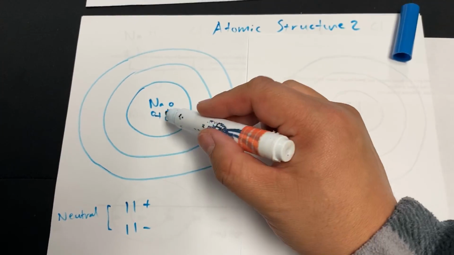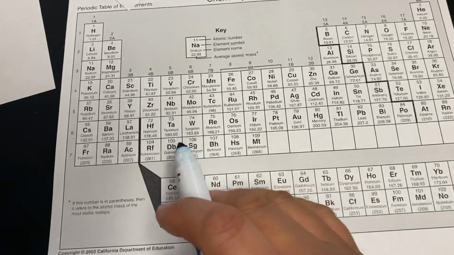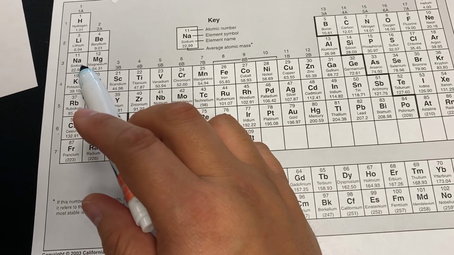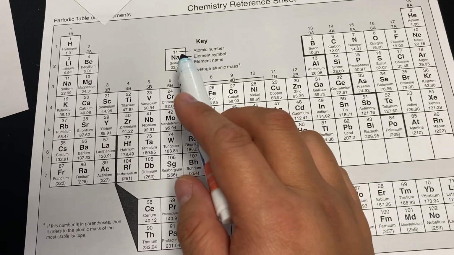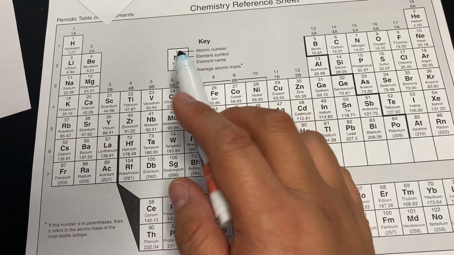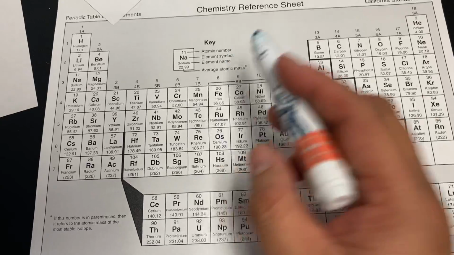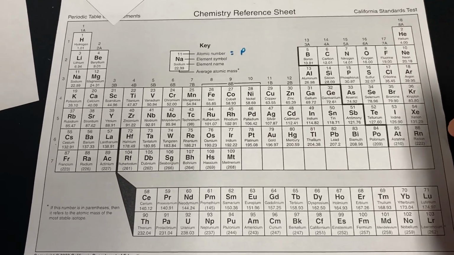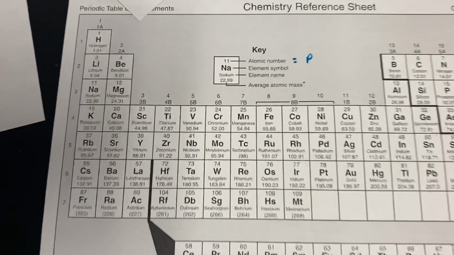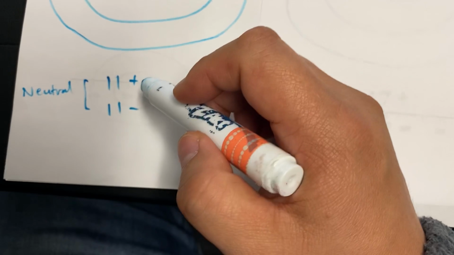In the case of sodium, if you take a look on the periodic table, you can see that sodium is located right here. It is element number 11, which means that the atomic number for sodium is 11. The atomic number represents the number of protons that an atom has. This means that sodium has 11 protons, which I indicated over here.